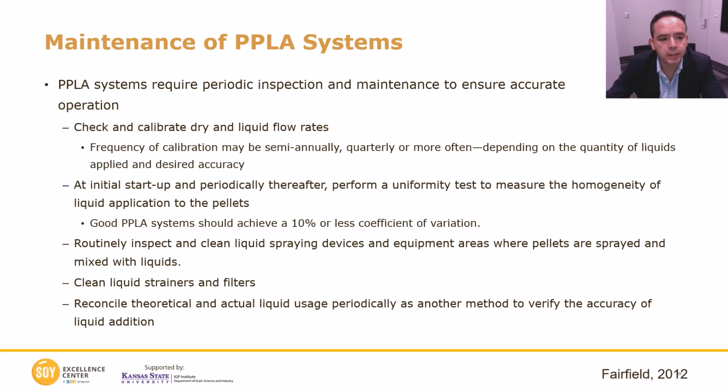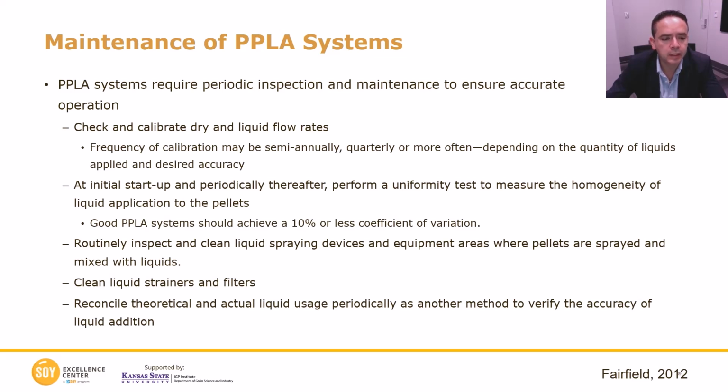So good PPLA systems should achieve 15% or less coefficient of variation. So remember that your CV here is not going to be as good as in the mixer, but if you are below 15 in a CV, then you are good.